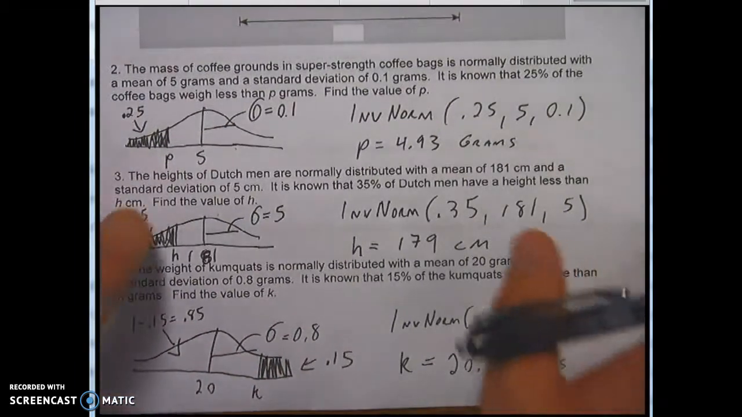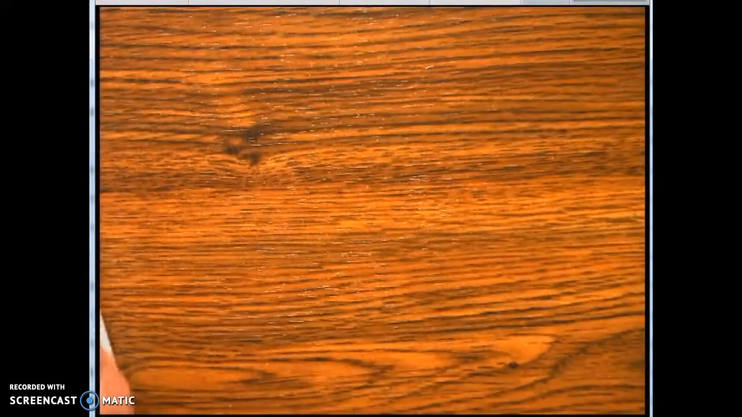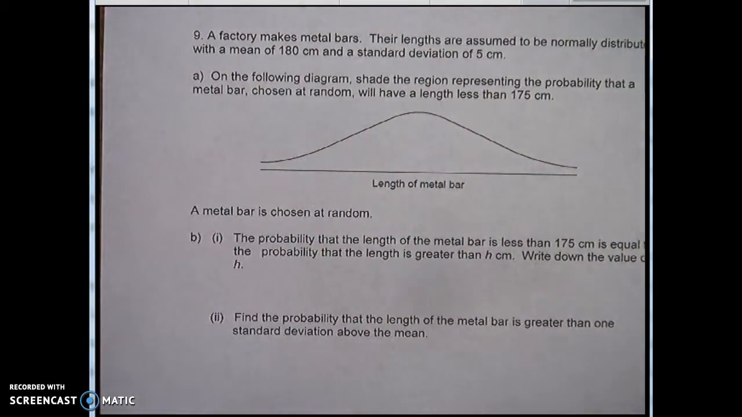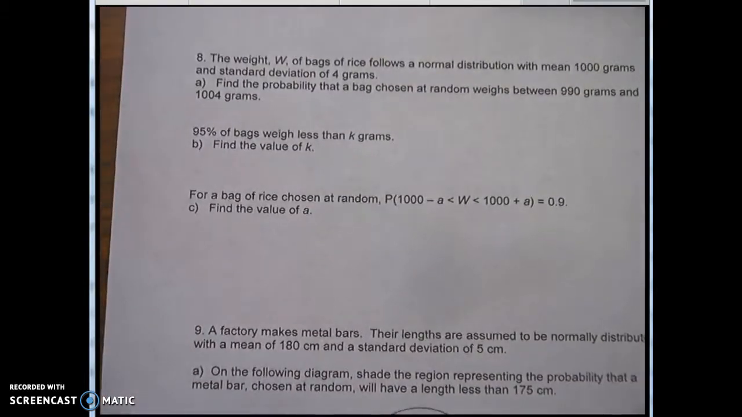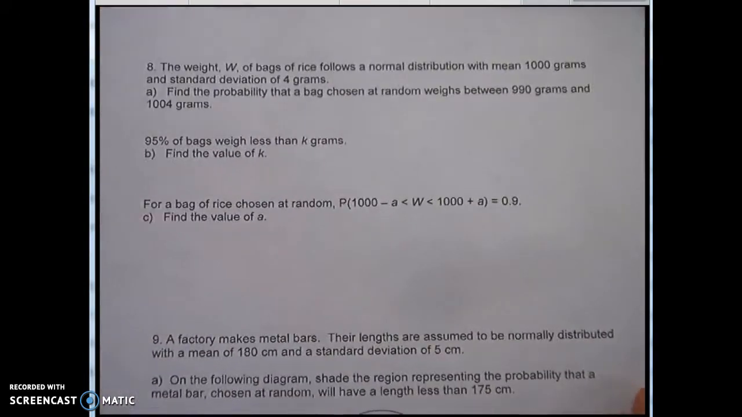That's the basic idea. Let's do some of these IB questions that are on the back here that are a little bit tougher with the time that we have left. So this was on the IB exam. Can't remember if it was last year or 2 years ago. But it says the weight W of bags of rice follows a normal distribution with a mean of 1,000, standard deviation of 4. Find the probability that a bag chosen at random weighs between 990 and 1004.